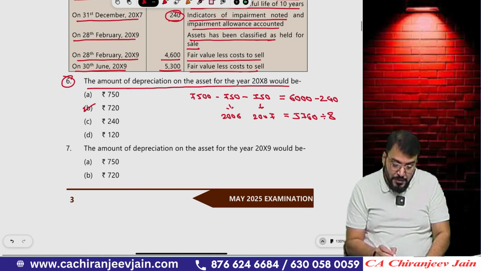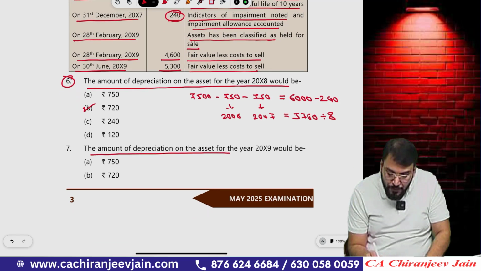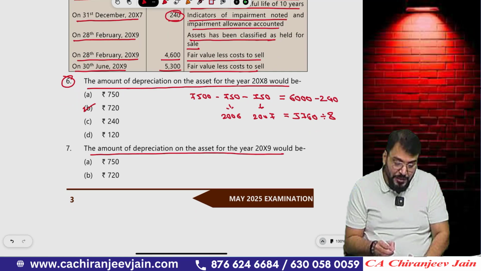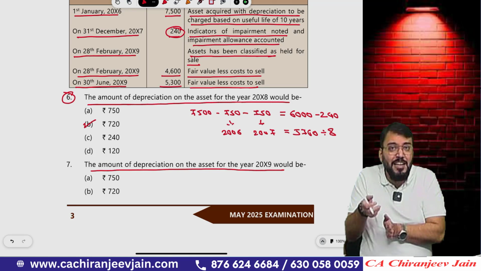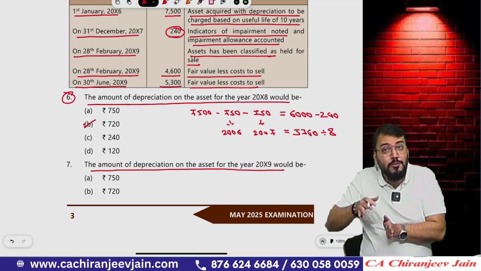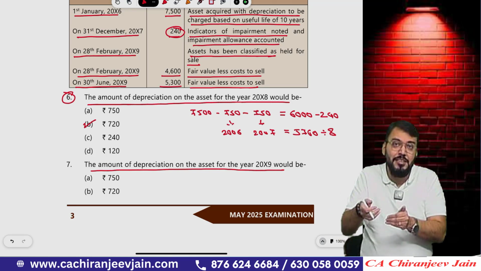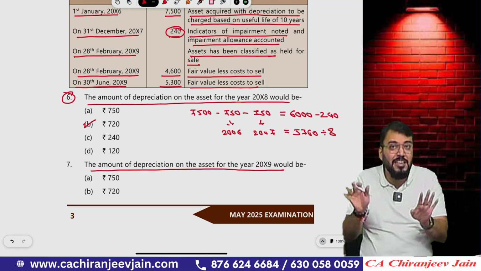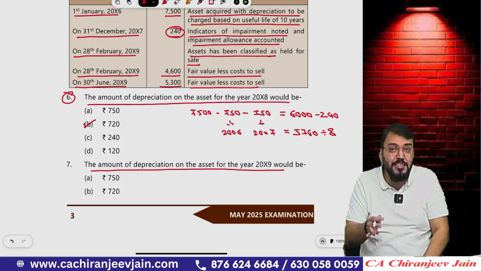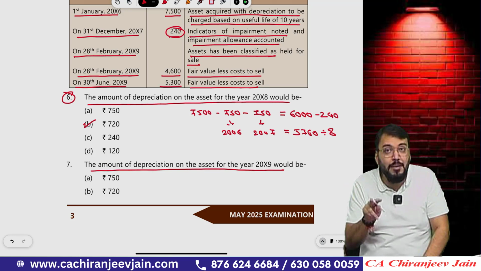Okay, sir. Then the amount of depreciation on the asset for the year 2009 would be? In the year 2009, on 28 Feb, it is classified as held for sale. Means there will be no subsequent depreciation. Once the asset is classified as held for sale, we will cease depreciation. Means in the year 2009, we need to calculate depreciation only for 2 months.